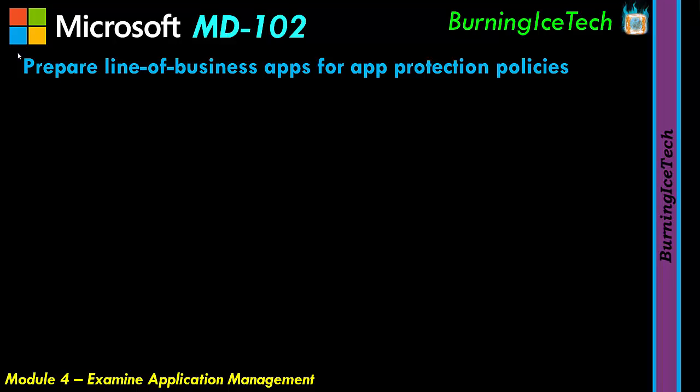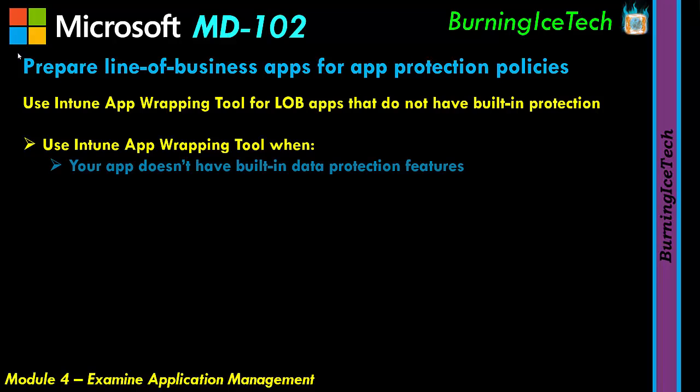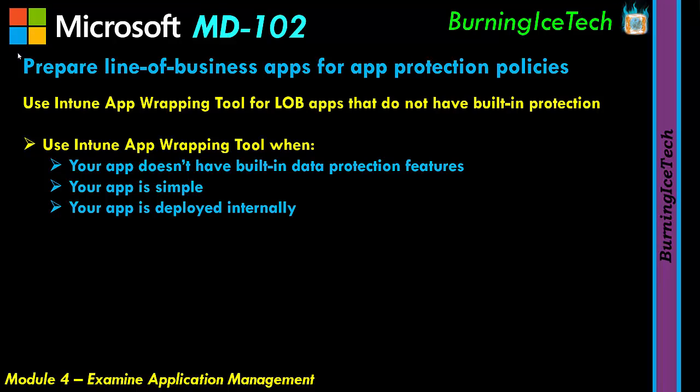Like we just mentioned a moment ago, some apps don't really support certain things. If you happen to find yourself in that sticky situation, you can use the Intune app wrapping tool for line of business apps that do not have built-in protection. You can use the Intune app wrapping tool when your app doesn't have built-in data protection features. You can use it if your app is simple. You can use it if your app is deployed internally. With regards to internal deployment, guys, it doesn't support Apple or Google stores. Just take note of that, folks. I'm going to highlight that differently for you guys.